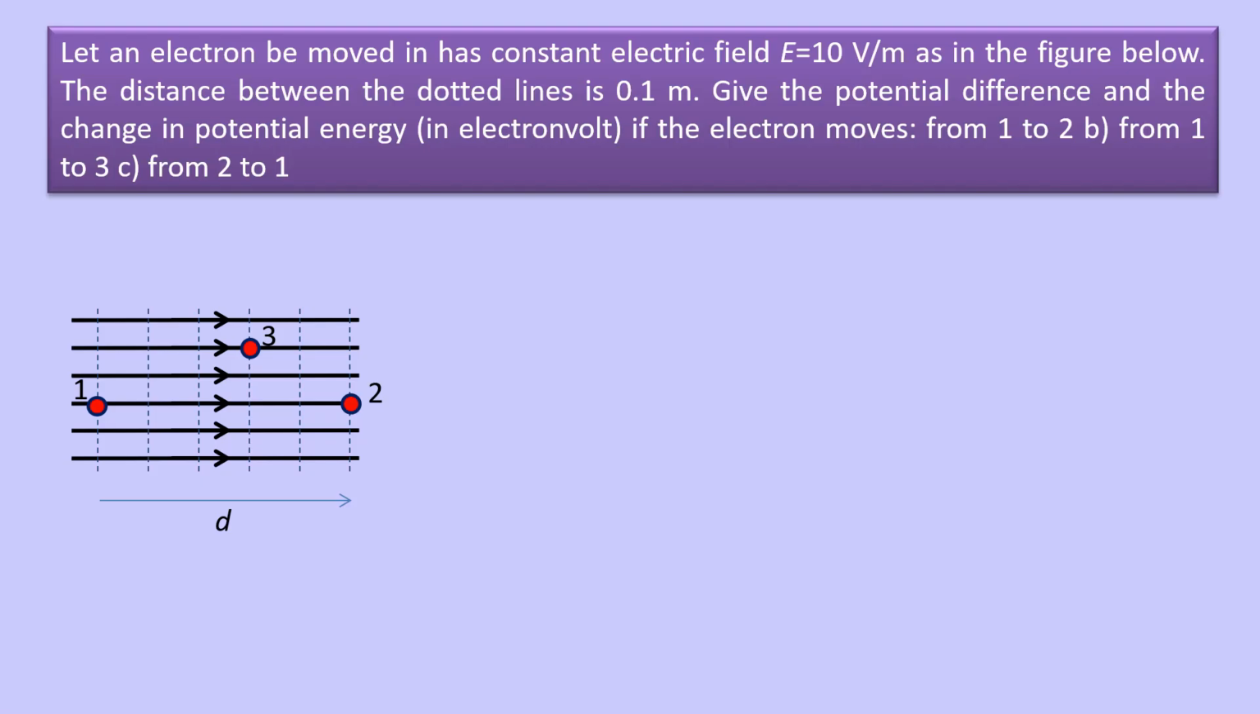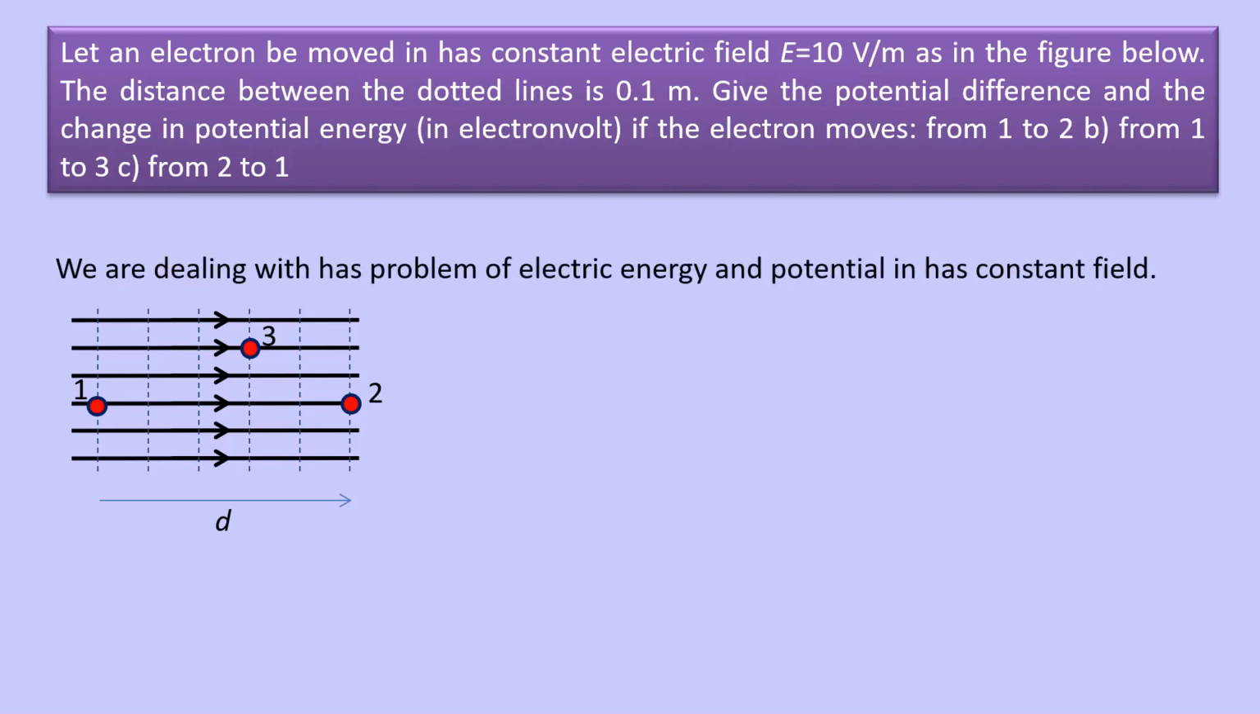So picture this, a uniform electric field. Think of it like perfectly parallel lines, all evenly spaced. In our setup, the field strength, E, is 10 volts per meter. Nice round number. And the lines are 0.1 meters apart. And we'll be watching our electron move between three spots, 0.1, 0.2, and 0.3.